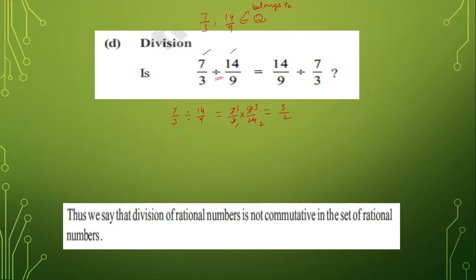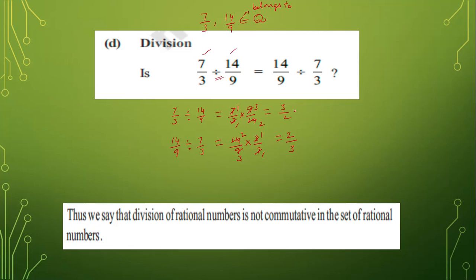Now you change the order. That means first you take the dividend as 14 by 9 and the divisor as 7 by 3. In division, you already know which is the dividend, which is the divisor, which is the quotient, and which is the remainder. So here I changed the order. First you write 14 by 9, then you put the multiplication symbol and write the reciprocal of 7 by 3, that is 3 by 7. 3 ones are 3, 3 threes are 9, 7 ones are 7, 7 twos are 14. Then what do you get? 2 by 3.